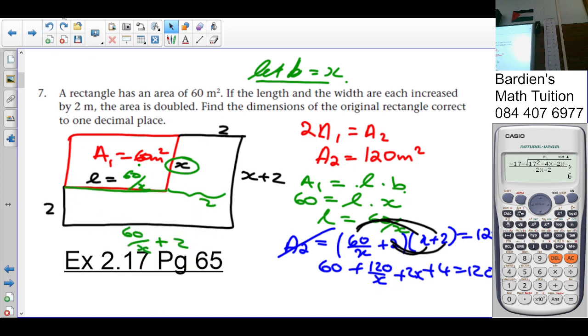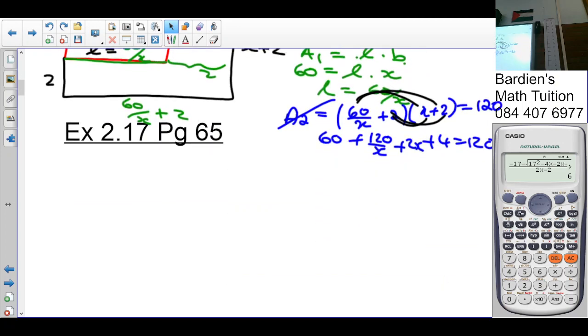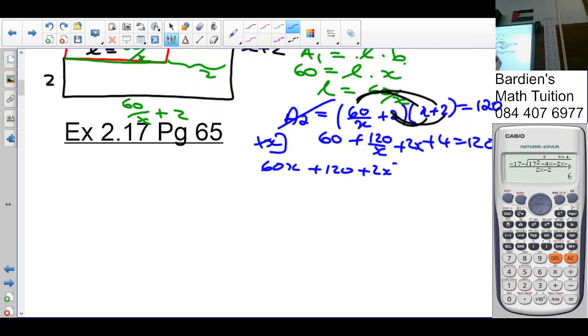So from here, it's a matter of solving for x. Okay. Let me just solve for x here for you quickly. You multiply throughout by x to get rid of the denominator. So 60x plus 120 plus 2x squared plus 4x equals 120x. So we've got 2x squared, 60x plus 4x, 64x minus 120x, negative 56x. You all agree with that, no?